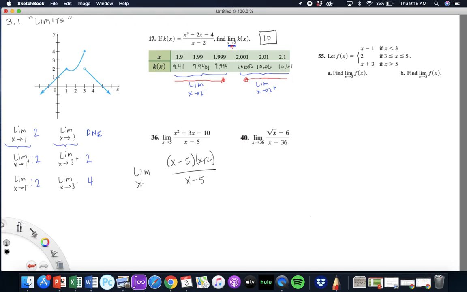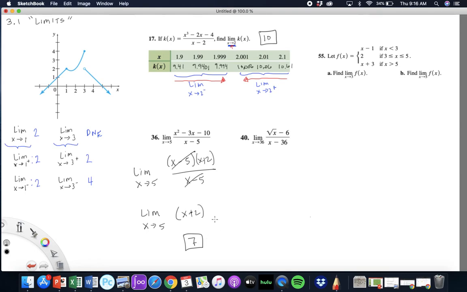And then what you'll notice is now I can cancel out those, and I'm left with, well, what's the limit as x approaches 5 with this simplified expression? Can I plug in 5 now without breaking rules? And the answer is yes. So if I plugged 5 into this simplified expression, I would get just simply 7, which is the limit as x approaches 5 in this particular function.